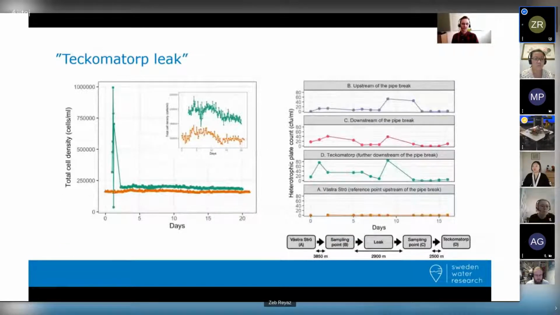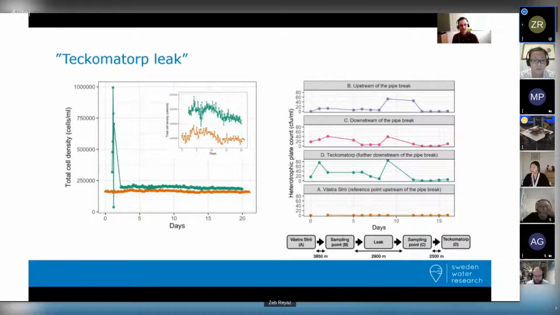So what were the results from this case study? In the figure on the left, the flow cytometry data from the downstream point D is shown in green, and the upstream point A is shown in orange. As you can see, there is a period shortly after starting to flush the pipe where the bacterial load is unstable and on average significantly higher than at the upstream sampling point. However, this returns to level just slightly above the upstream sampling point after approximately 2 days and remains stable for the duration of the flushing period. The inlay shows the same data, but without the initial sampling points shown, just to highlight that there are in fact variations in this data as well.